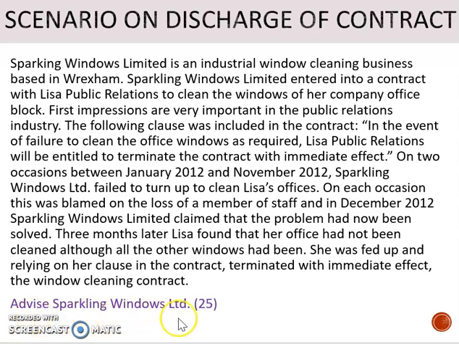Now, this question phrasing doesn't tell you to advise them on discharge of contract, but hopefully in the exam that would have been obvious that this is a discharge question, because the very end sentence says she's fed up and, relying on a clause, terminated with immediate effect. So discharge of contract, if you remember, relates to the circumstances in which the contract is brought to an end. And she is terminating the contract, she is bringing it to an end. So we need to advise them on discharge of contract.